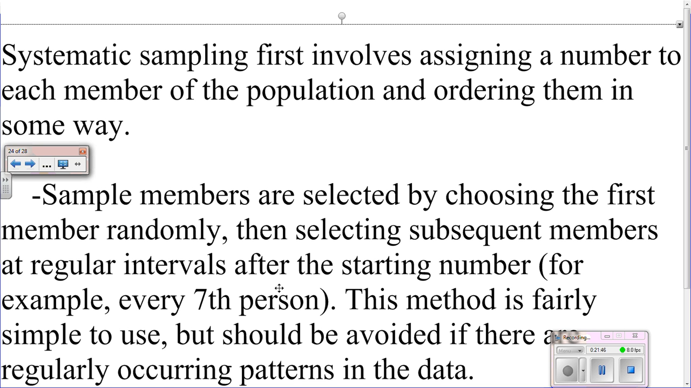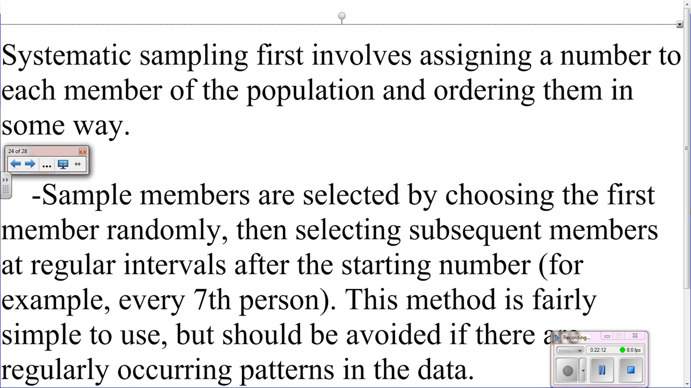Sample members are selected by choosing the first member randomly, then selecting subsequent members at regular intervals after the starting number. For example, every 7th person. So we decide that we're going to start each house coming down Broadhead. So we select the first house, and then we say every 4th house we're going to need in this study.